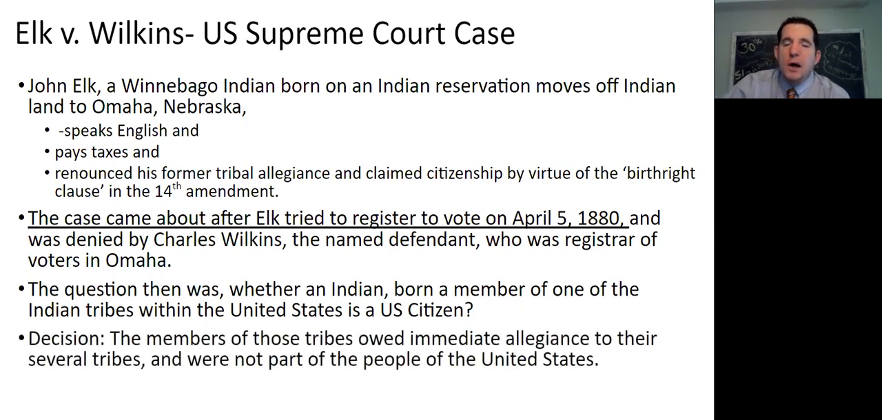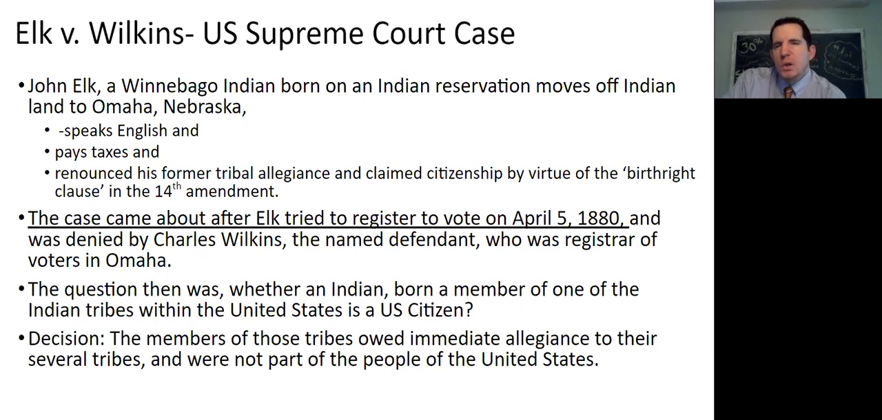And here is another example of the Supreme Court having the final say with the interpretation, but not the correct say. The Supreme Court said Native Americans owe their allegiance to their tribe and not to the United States, and therefore were not considered to have dual citizenship, meaning tribal citizenship and American United States citizenship. Pretty crazy, right? Literally born in the United States.